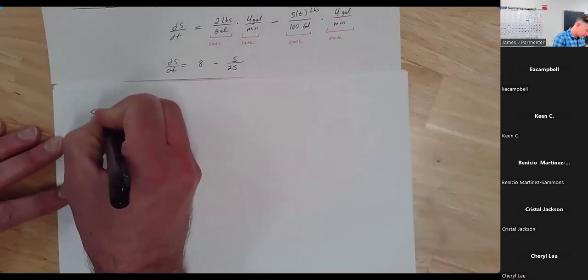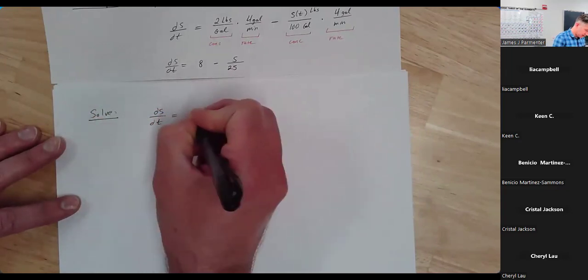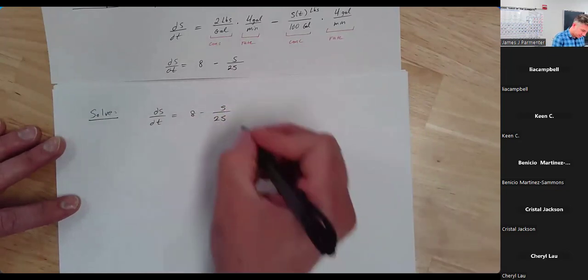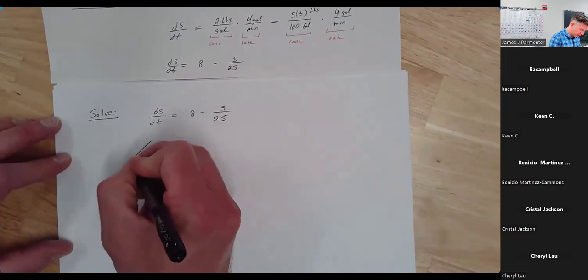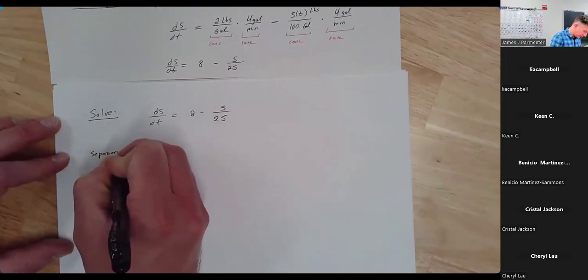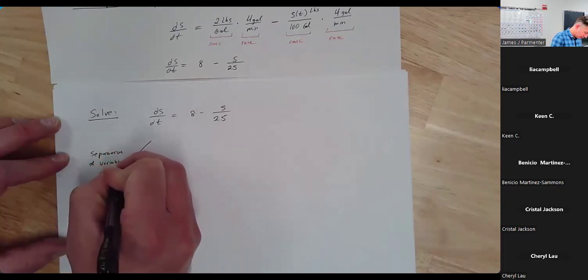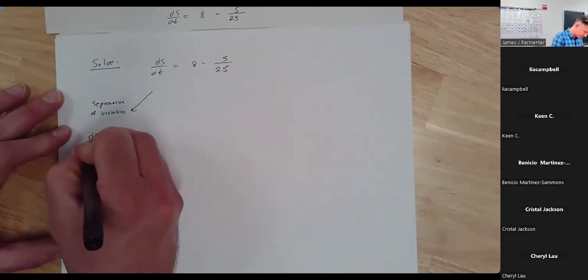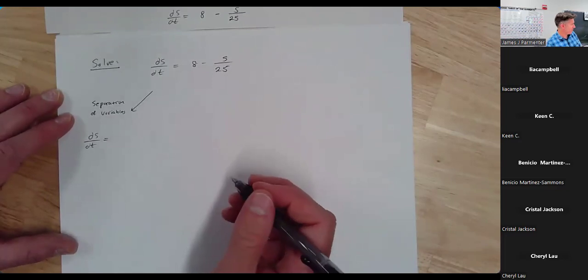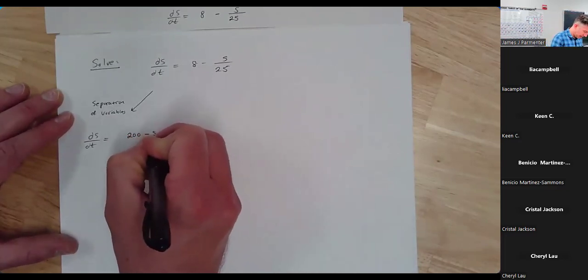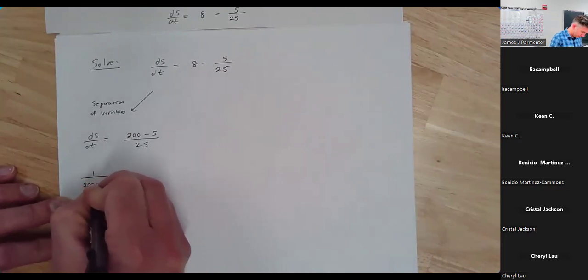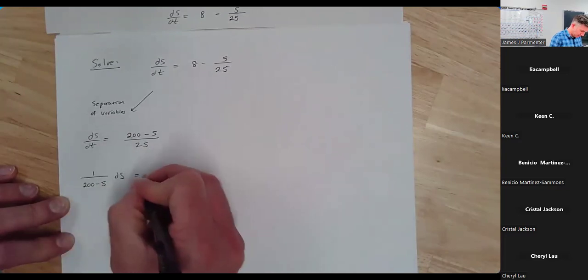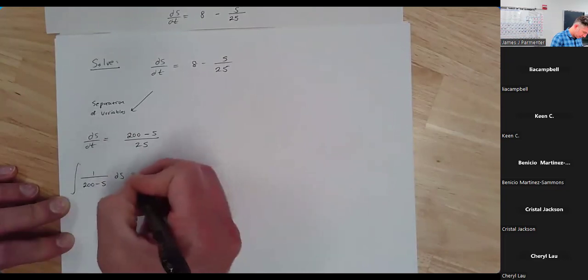So if I'm going to solve ds/dt equal to 8 minus s over 25 using separation of variables, I would help myself out by getting a common denominator on the right-hand side. I'm not actually going to finish it this way. I would rewrite the right-hand side as 8 times 25 over 25, and 8 times 25 is 200. So it'd be 200 minus s all over 25. And then I would divide both sides by 200 minus s, multiply both sides by dt, and then integrate both sides. That's how I would approach this one using separation of variables.